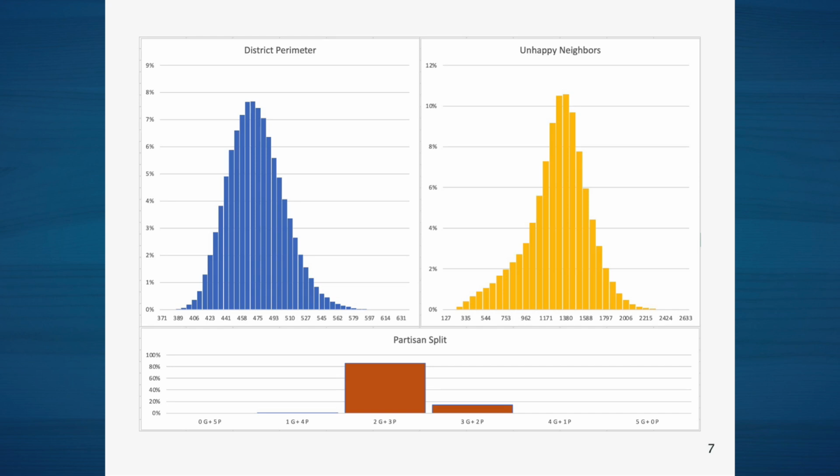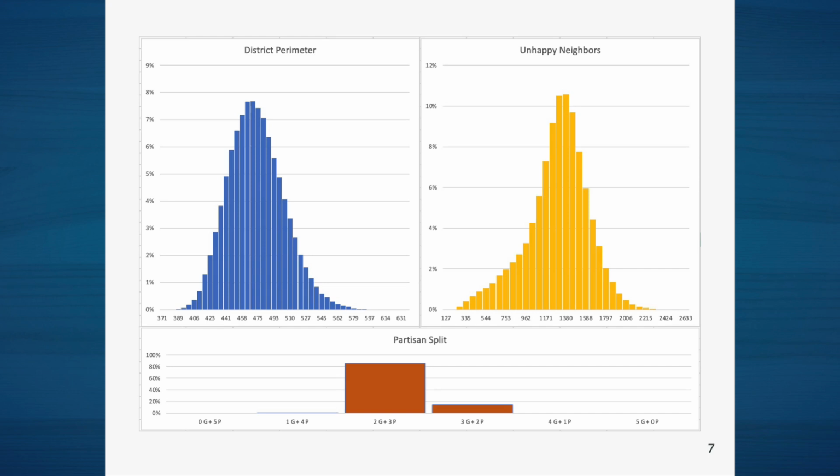And you can see that there's some kind of bell curve that occurs, right? And the idea is that we can use this bell curve as a way of calibrating our expectations. If I give you a plan that has an extremely large perimeter, that's an indication that something is wrong. Even though I looked at millions of maps, I never saw any significant number of maps that had a very, very long perimeter.